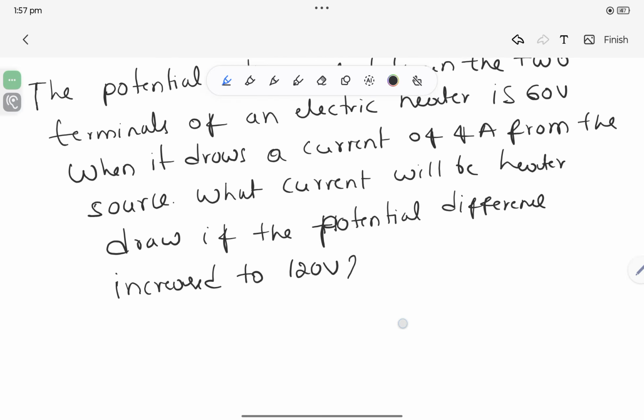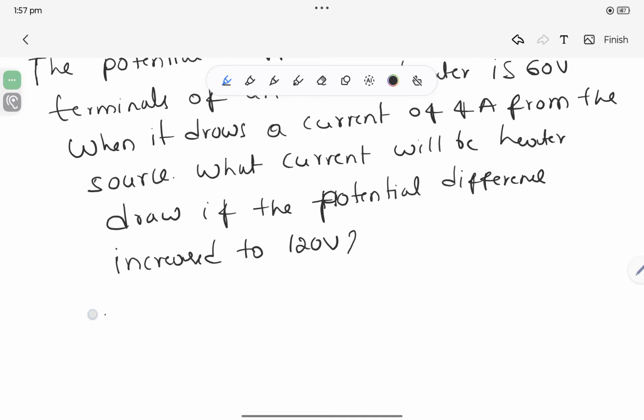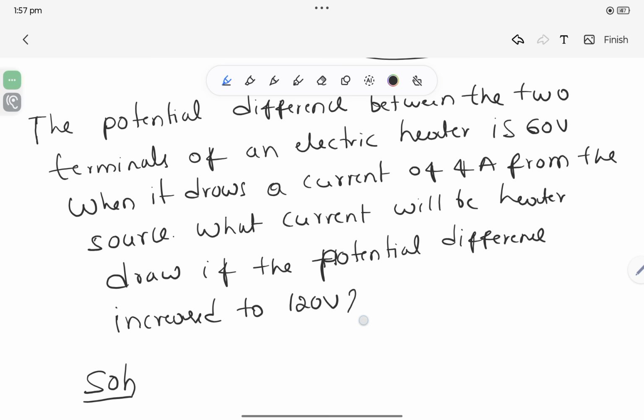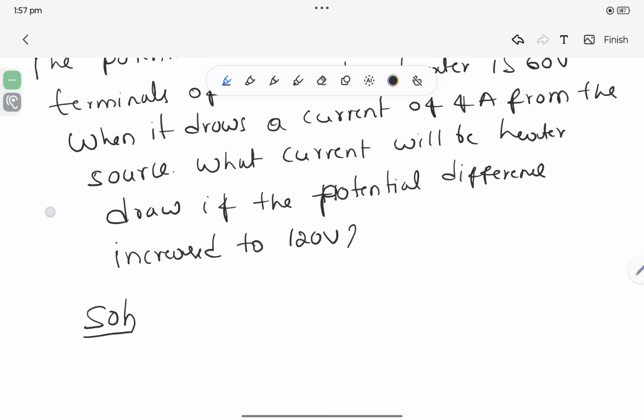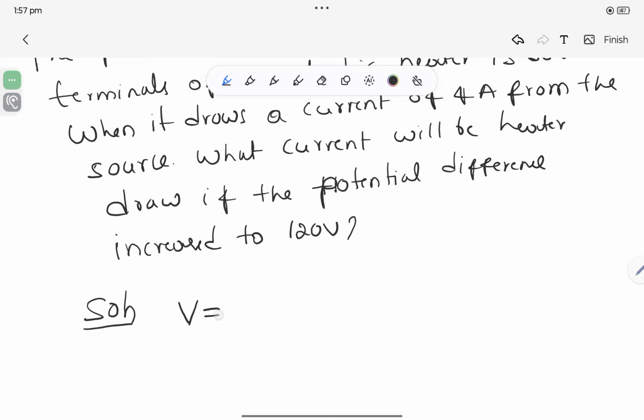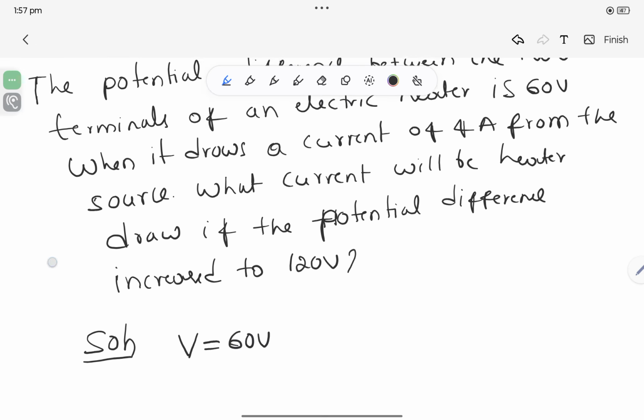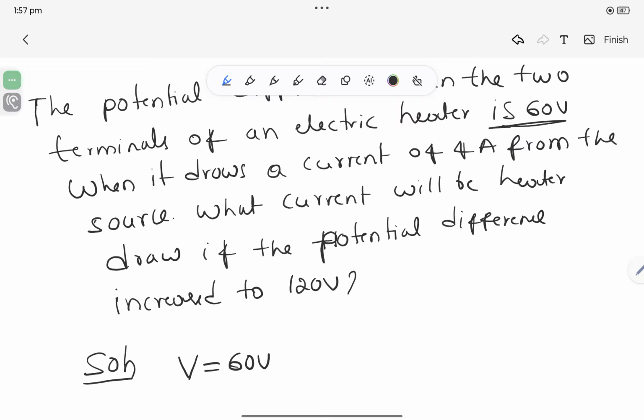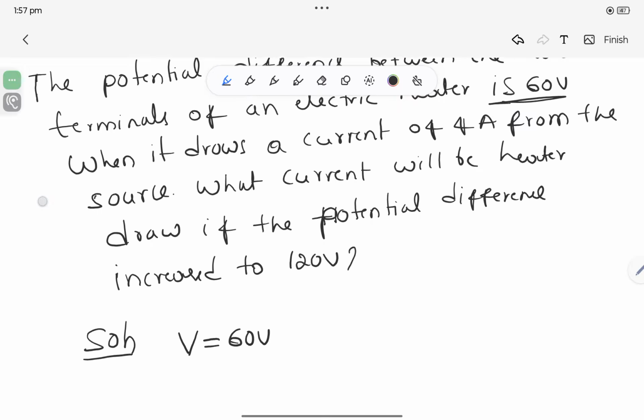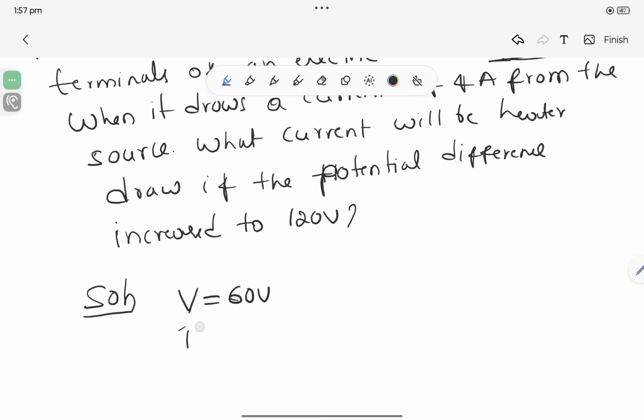Here is the solution. The potential difference between the two terminals of an electric heater is 60 volt. So voltage is given, 60 volt. When it draws a current of 4 ampere, so current is given, 4 ampere.